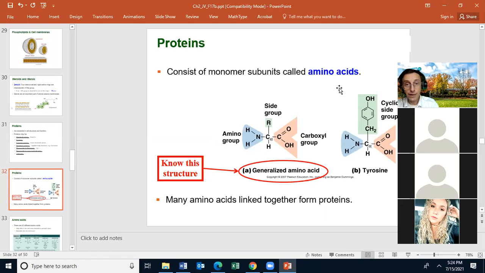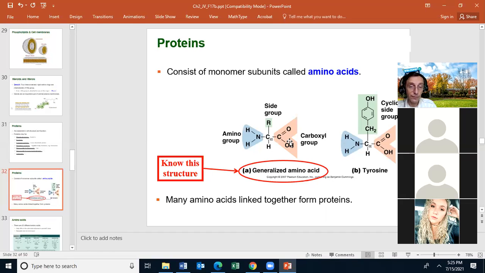Let's take a look at the general shape of an amino acid. An amino acid always has a central carbon, and it's always bound to a hydrogen. On one side of the amino acid, we have an amino group, and that's the NH2 group shown in blue. And on the other side of the amino acid, you have the carboxyl group, the COOH group, shown in pinkish color.